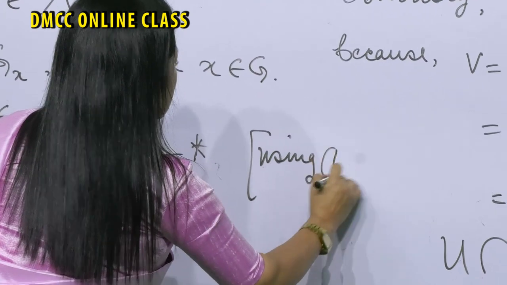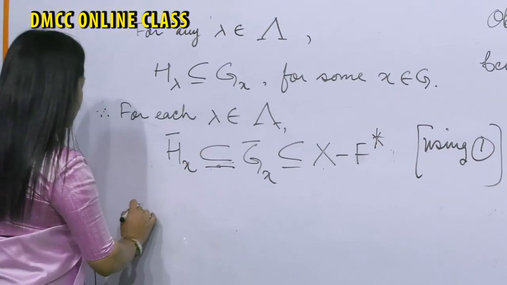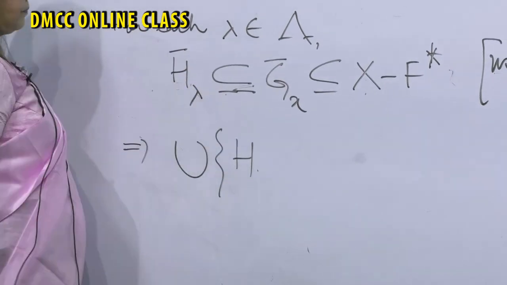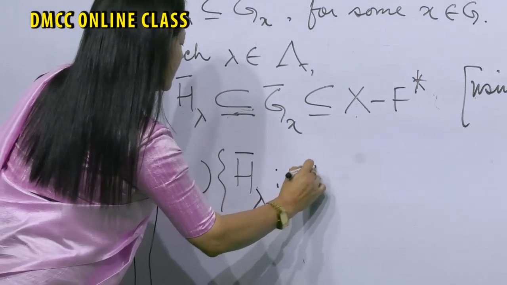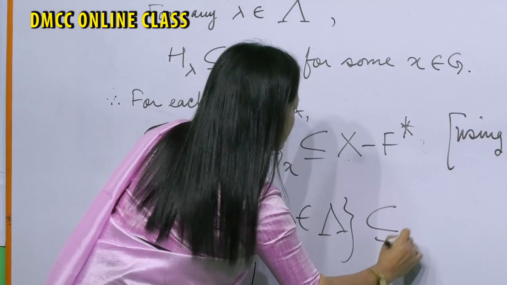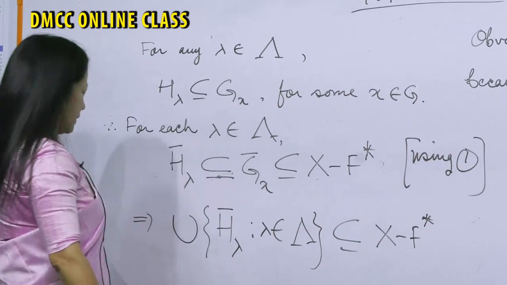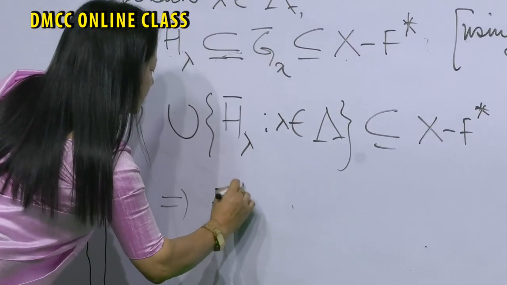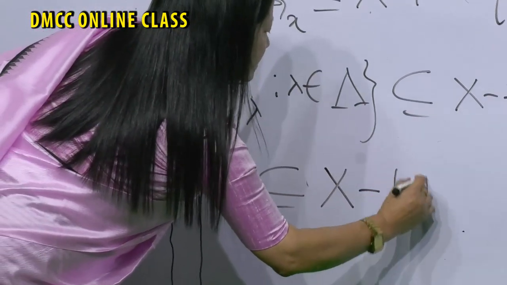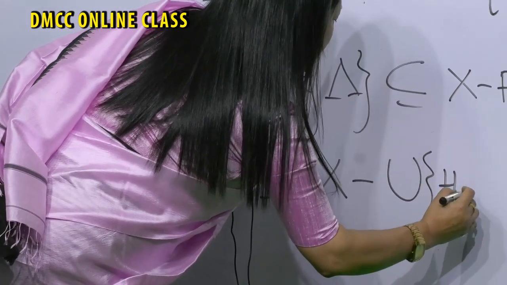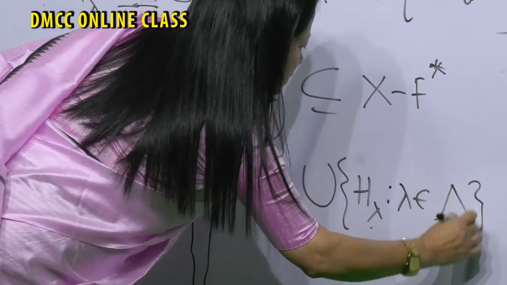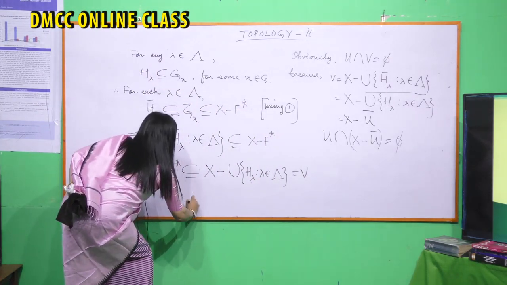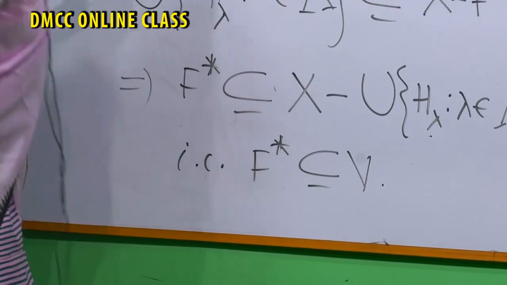Using one, this implies the union of S lambda bar such that lambda belongs to the index set is still a subset of X minus F star. This implies, if I transpose this to the right hand side and this to the left hand side, F star is a subset of X minus the union of S lambda bar, such that lambda belongs to the index set. This is nothing but V. That is, F star is a subset of V.